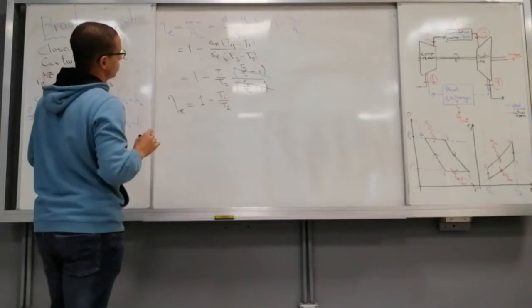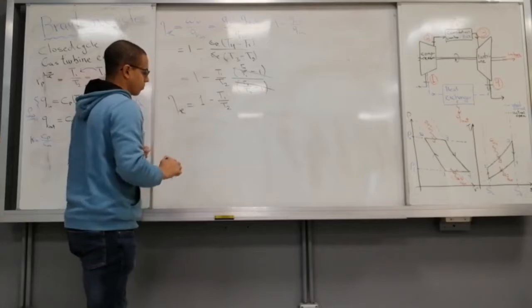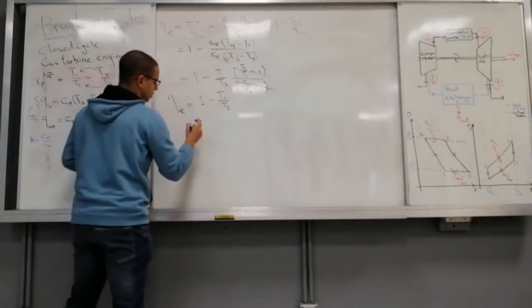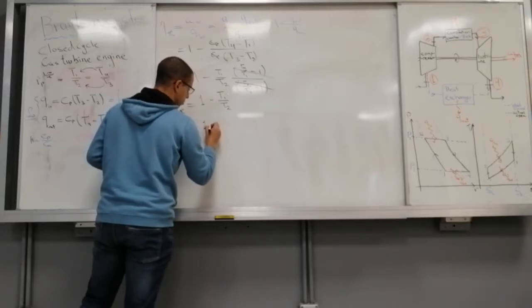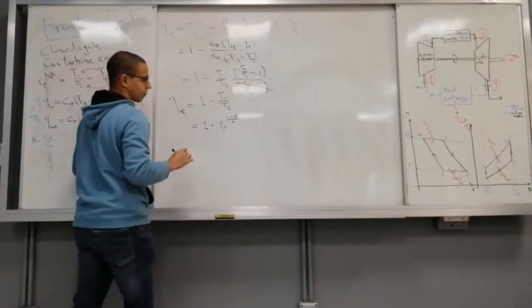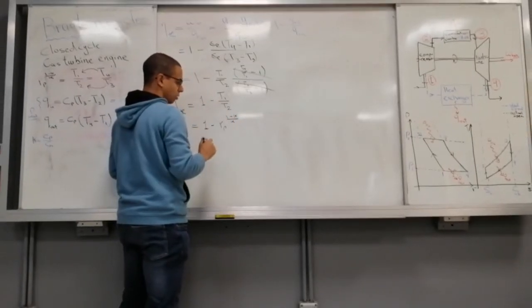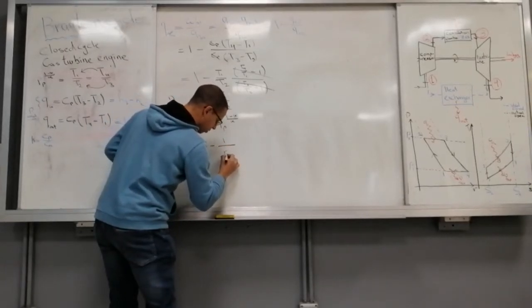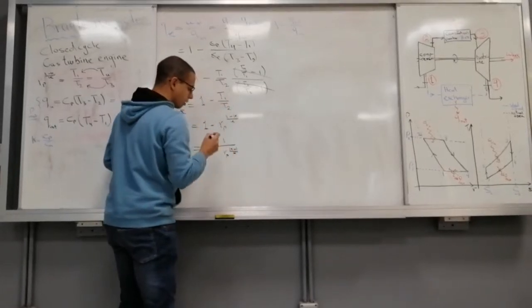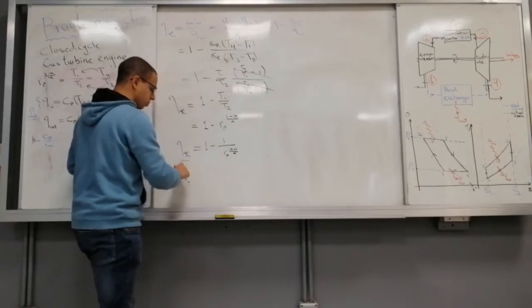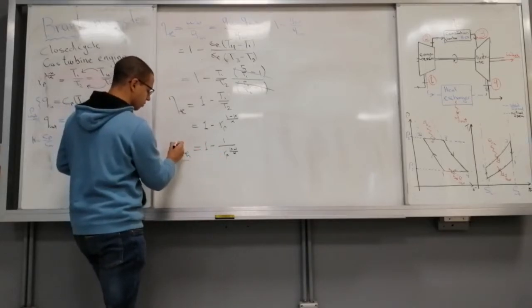1 minus T1 over T2. And we already knew that T1 over T2 equals the pressure ratio to the power (1 minus K) over K. Thus, this equals 1 minus Rp to the power (1 minus K) over K. And K is always greater than 1. It's always written as 1 minus 1 over Rp to the power (K minus 1) over K, to illustrate the direct relation between pressure ratio and the thermal efficiency.